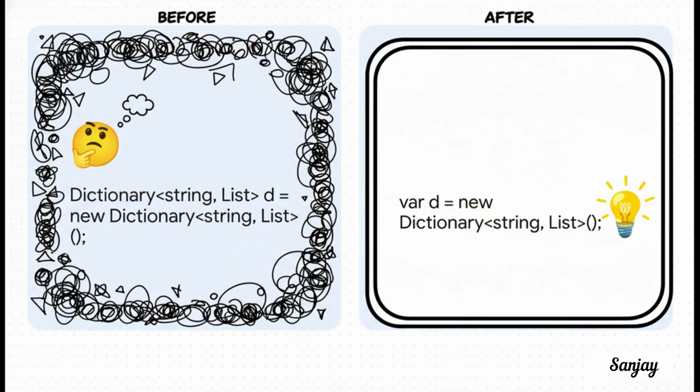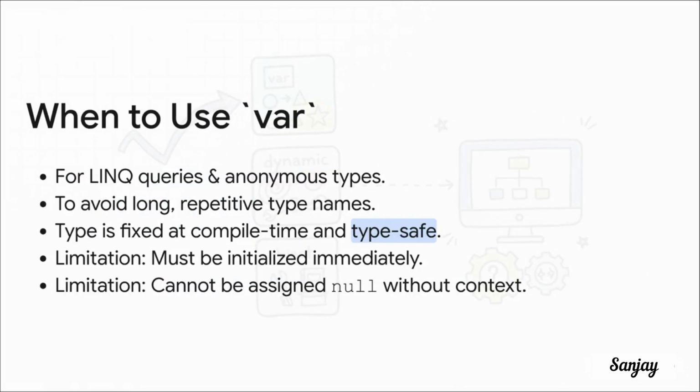And here is where you really feel the difference. Just look at this. On the left, we're saying the same thing twice. It's long, it's repetitive, it's just noisy. But on the right, var cleans it all up in one move. The code is instantly easier to scan, and the best part, you haven't lost a single ounce of that all-important type safety. So var is an absolute rock star with things like LINQ queries or anonymous types. Situations where you literally can't even write out the type name.